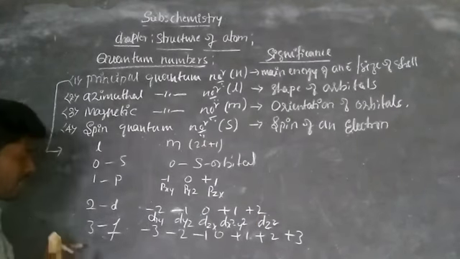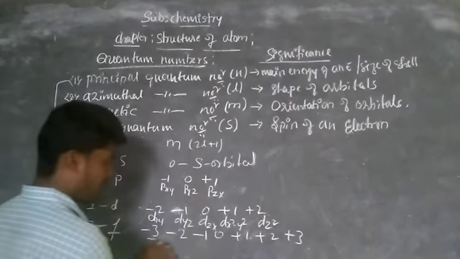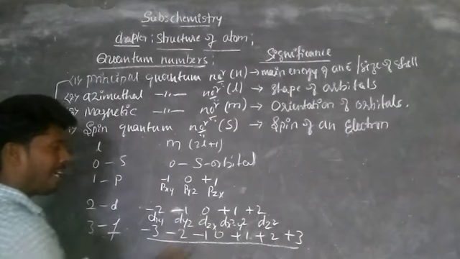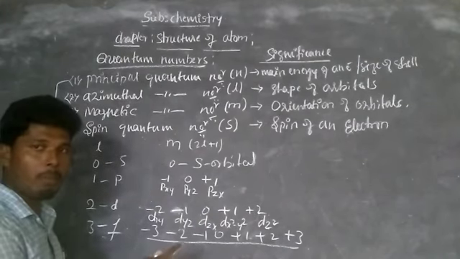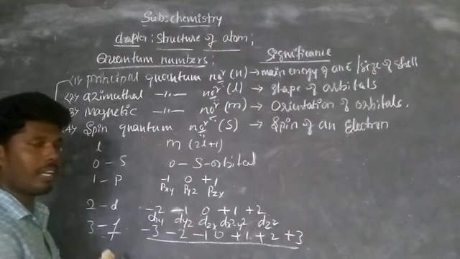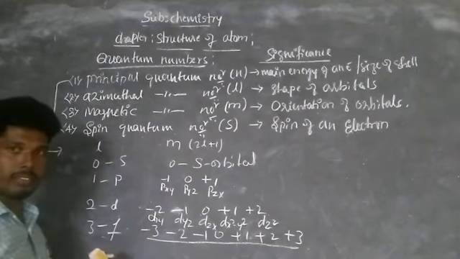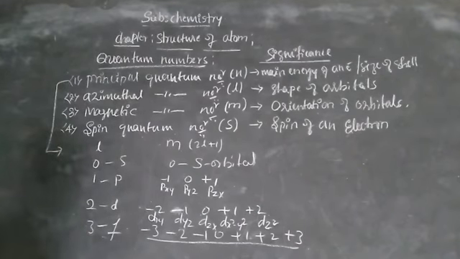These are the d orbitals, and f is complex, so for this one we can't write the orbital values here, indication or direction, because it is complex, we can't write the orbital direction on the axis. This is the orientation of m, that is magnetic quantum number.